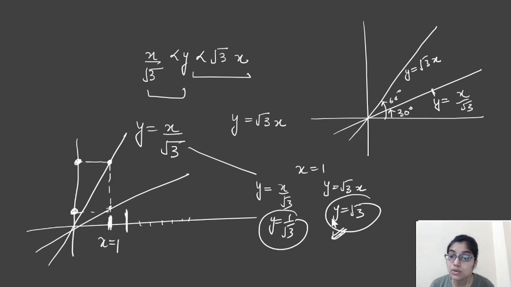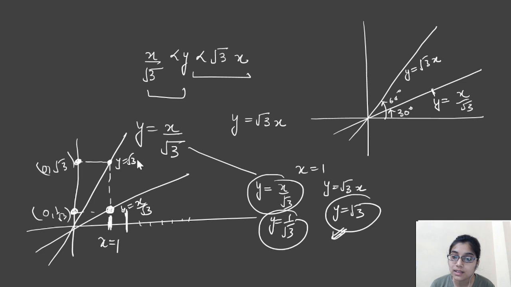So obviously root 3 is bigger, so root 3 is going to be here, and 1 by root 3 is going to be here. So ultimately what is this? This is going to be your point (1, 1 by root 3), and which curve is giving you this? y equals x by root 3. And which curve is giving you this line? That is y equals root 3x. So this is also the way by which you can decide.